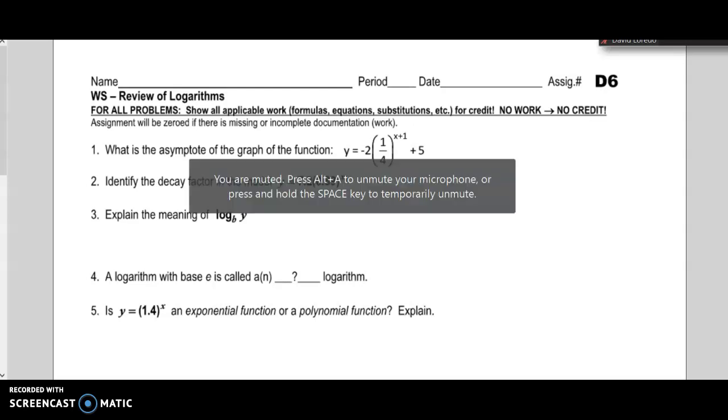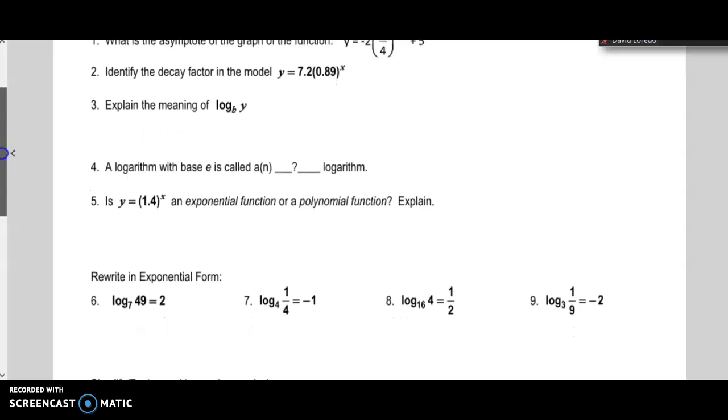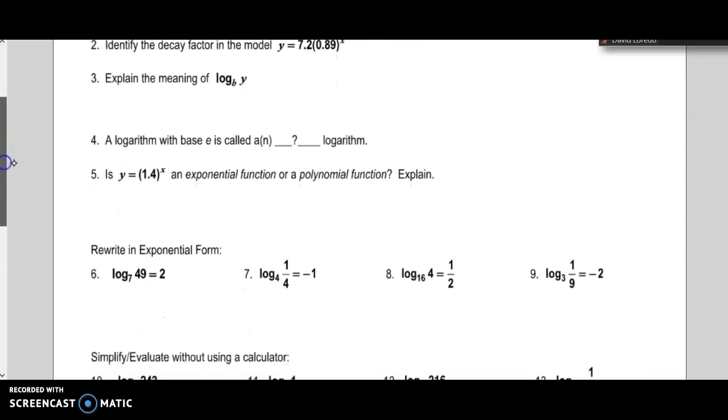All right, I'm gonna work on a few problems with you guys on this review sheet that has 60 some odd problems. If there's any others you wish me to do, just email me or reach out to me on Google Classroom or whatnot. 1 through 5 is definitions.